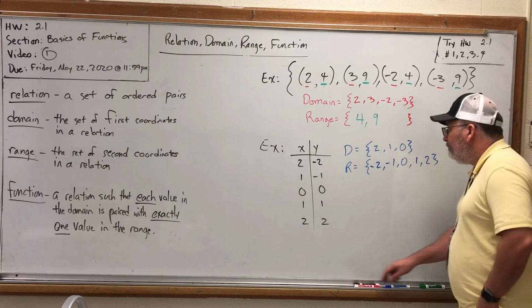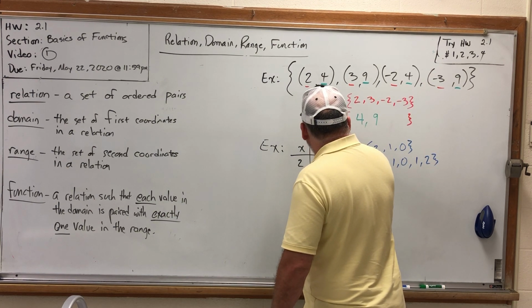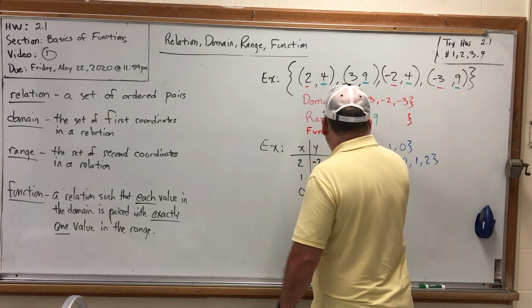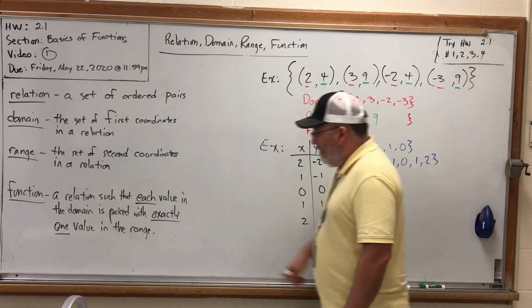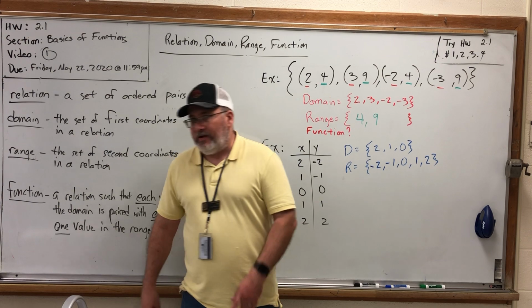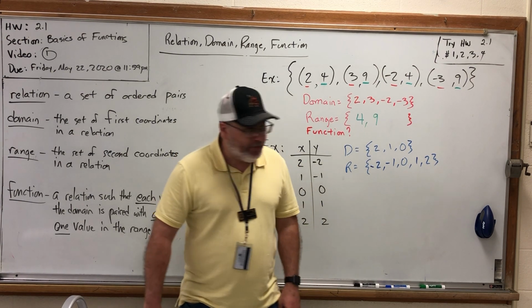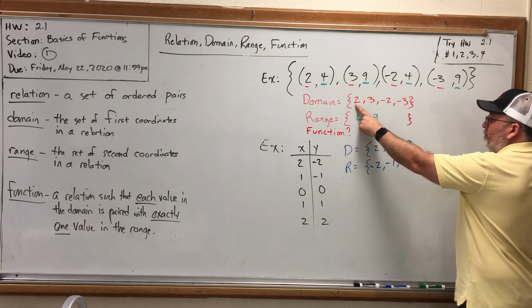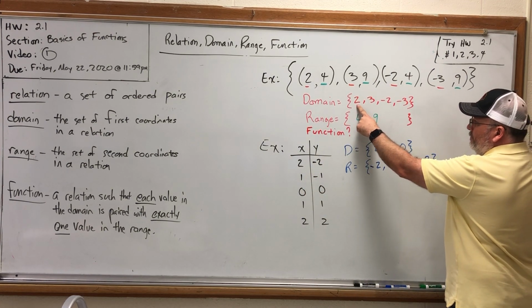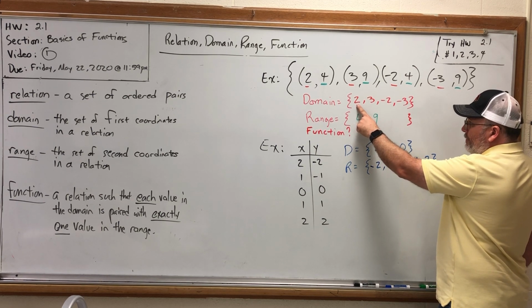Let's check the first one. Is this first relation a function? So it's a yes or no question. But in order to answer it, we have to grill every value in the domain. We have to ask every domain value, how many range values are you paired with? So let's start with the first value in the domain, the number 2. Excuse me, 2. Yes. How many range values are you paired with?